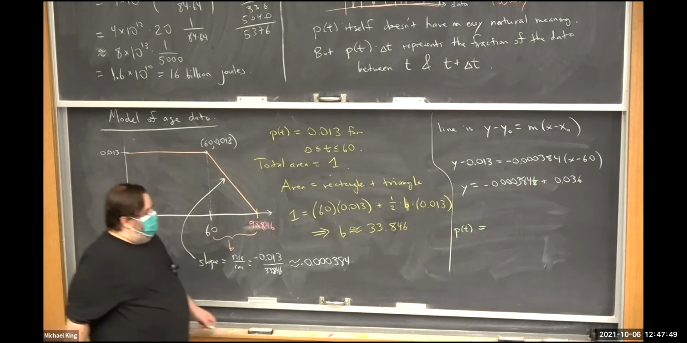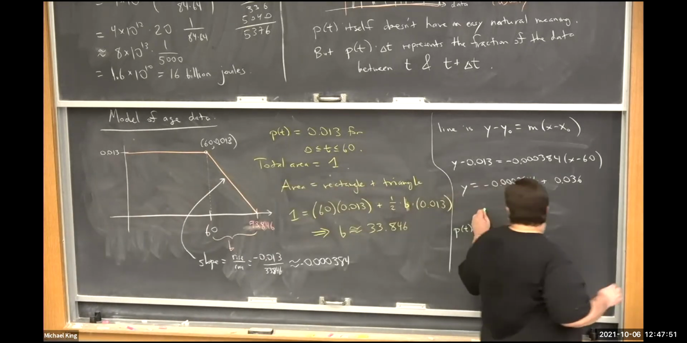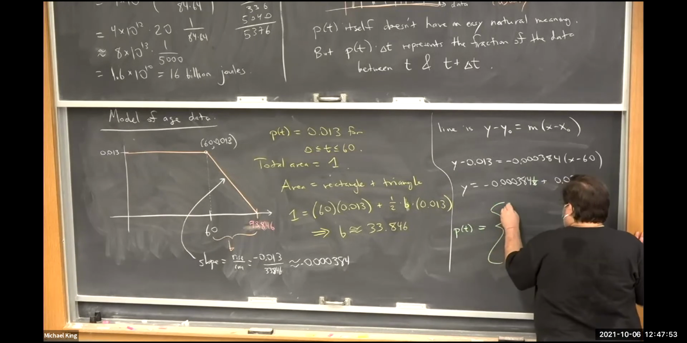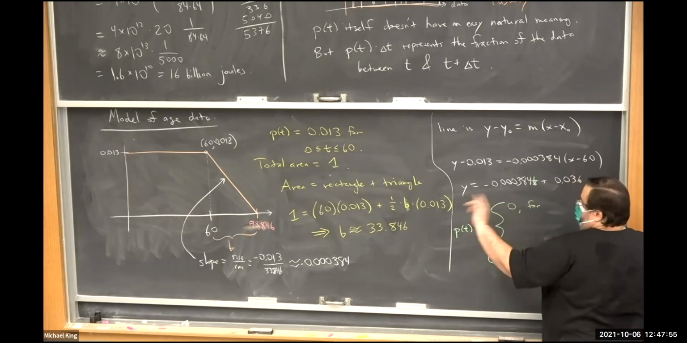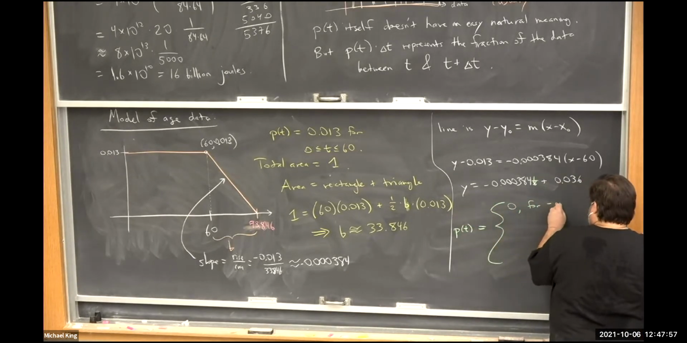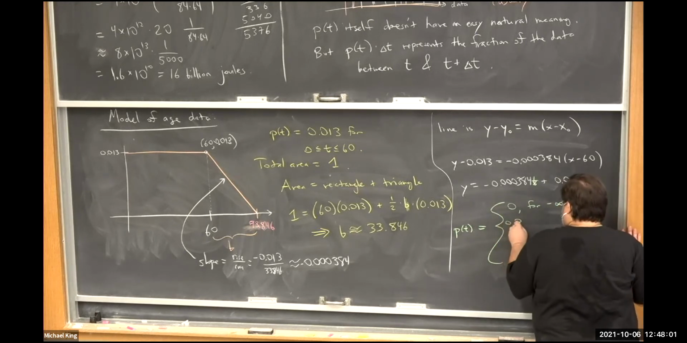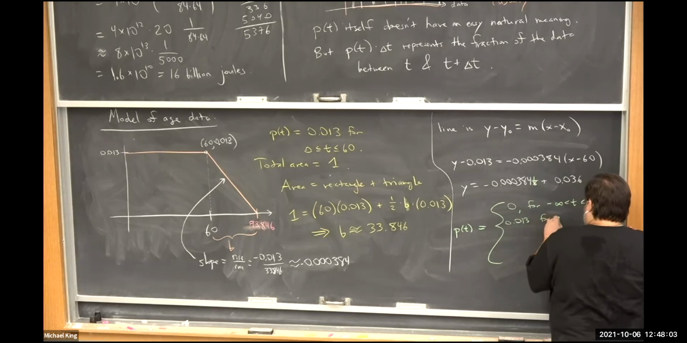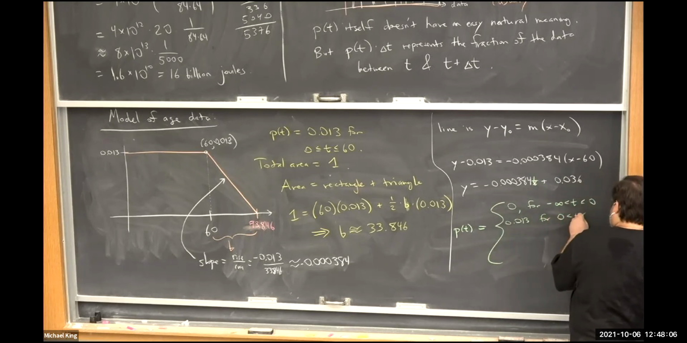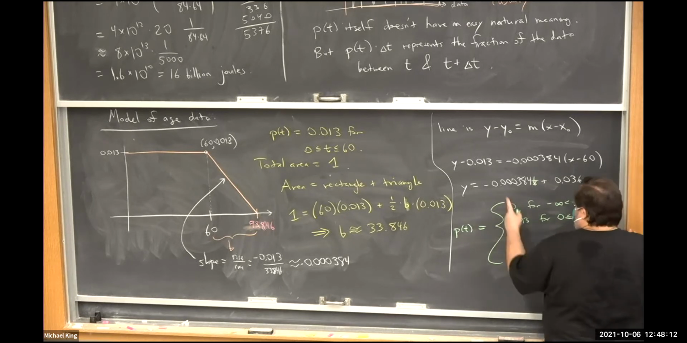So it's 0 for values less than 0 because the data doesn't make sense. It's 0.013 for t between 0 and 60. I guess there's like a less than or equal to here probably. And it's this equation.